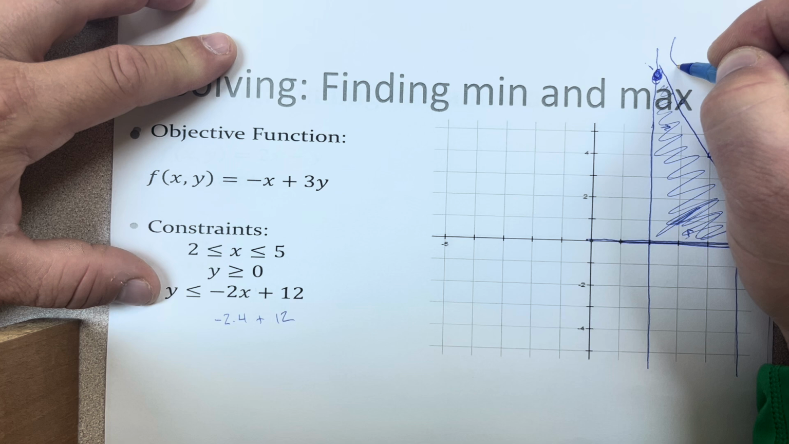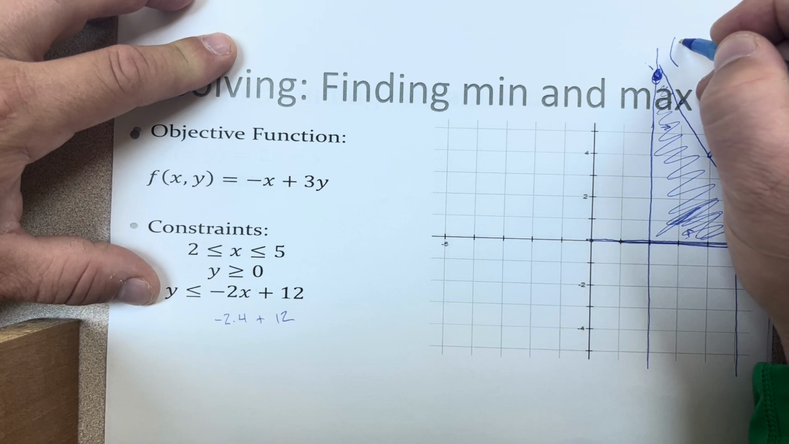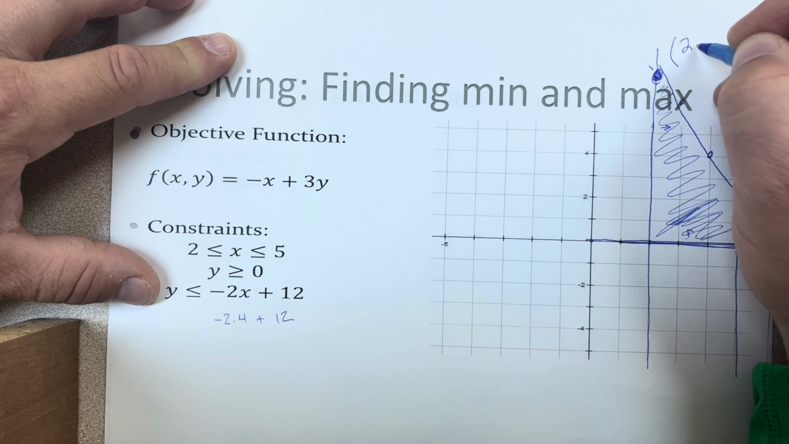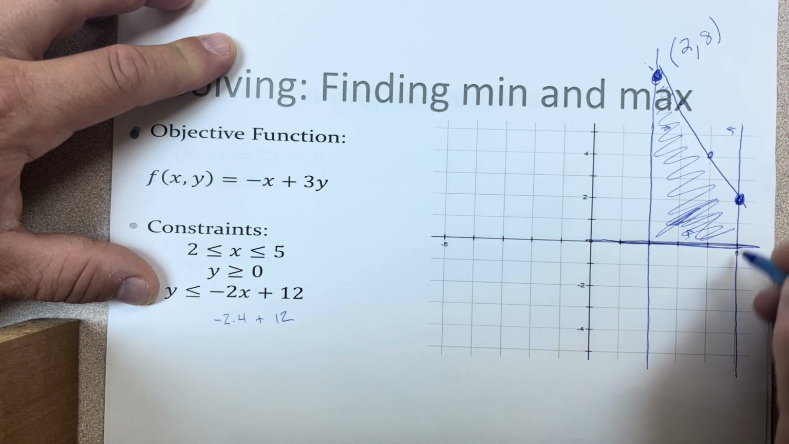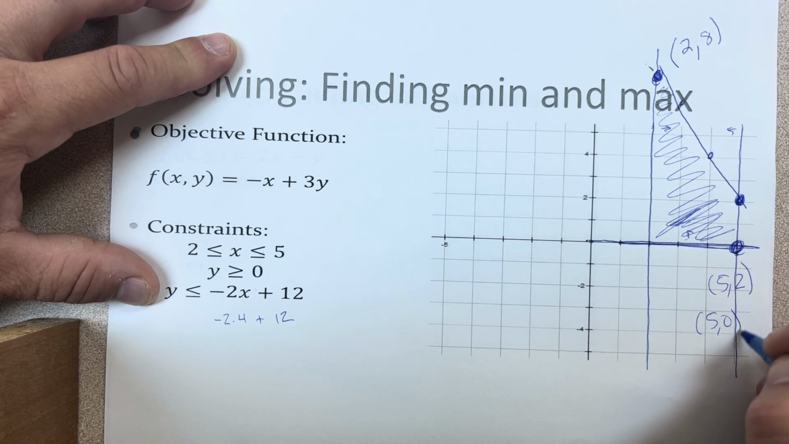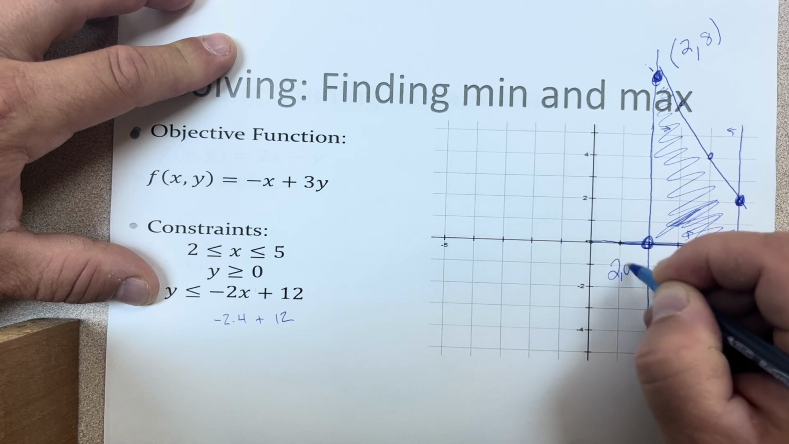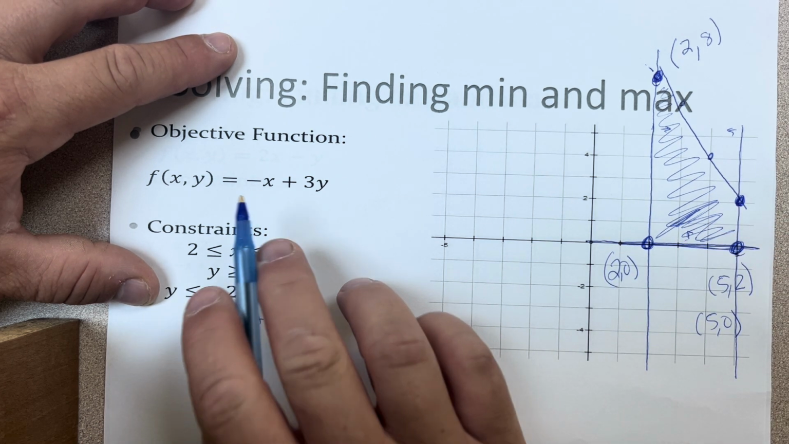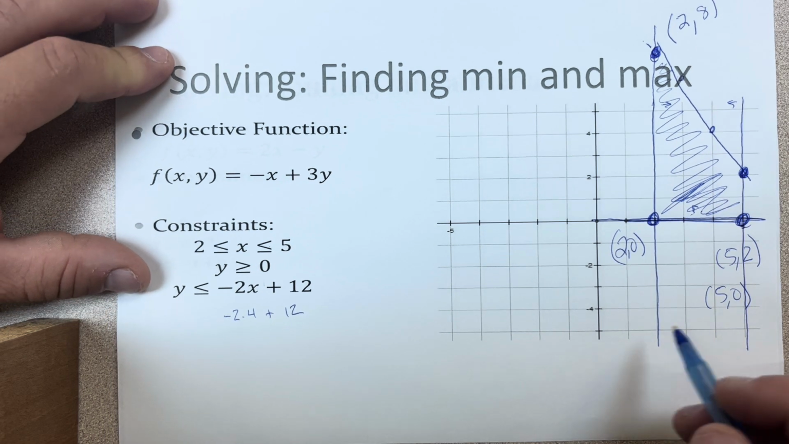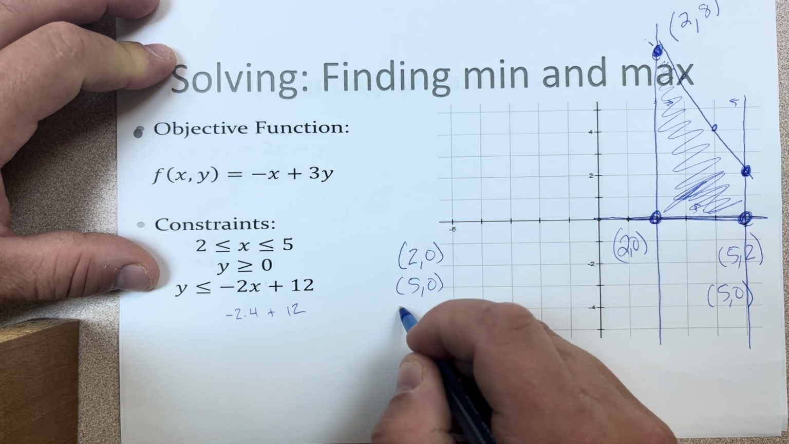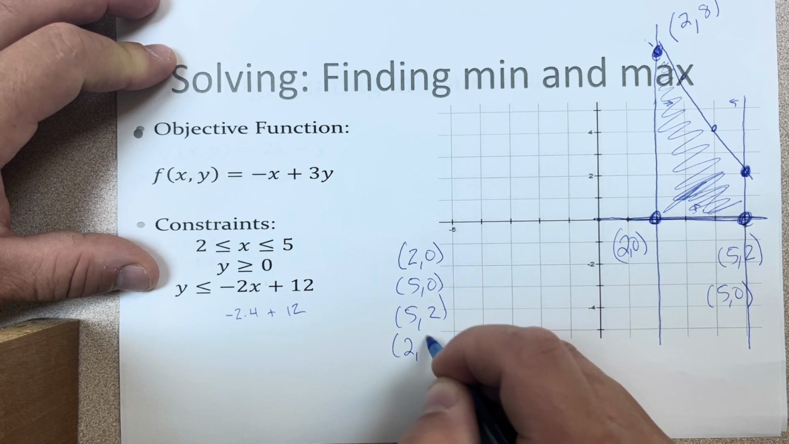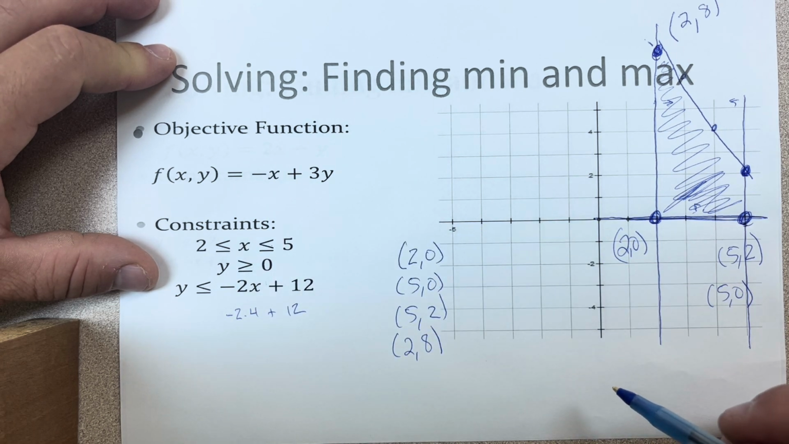So this ordered pair would be the ordered pair 2 and we said 8, right? This one right here would be at 5, 2. We have this one here would be at 5, 0. And this one here would be at 2, 0. Once again, we're using our objective function to find our minimum and our maximum. So we're just going to take our 4 points that we have. So 2, 0, 5, 0, 5, 2, and 2, 8, and plug those in to our objective function.